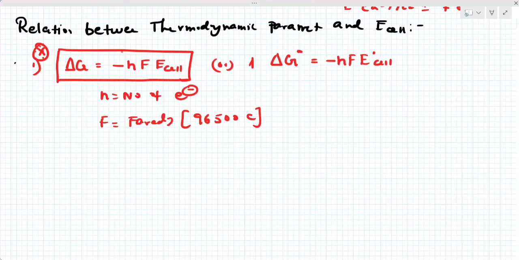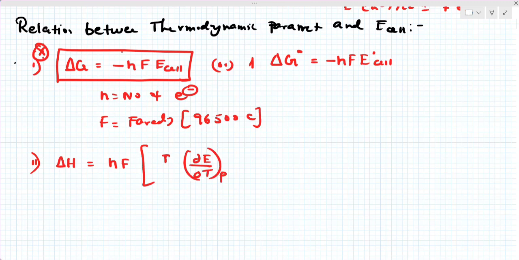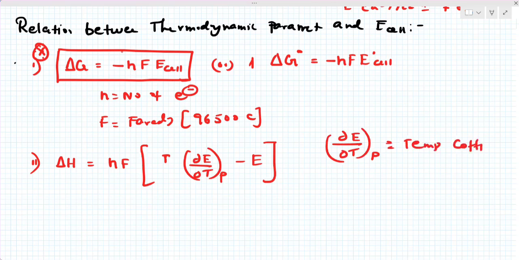Now, what is delta H? Please note the formula. The delta H formula is nF into T into dou E by dou T at constant pressure, minus the cell potential. Now, what is dou E by dou T at constant pressure called? Please note, this is the temperature coefficient. Very important.